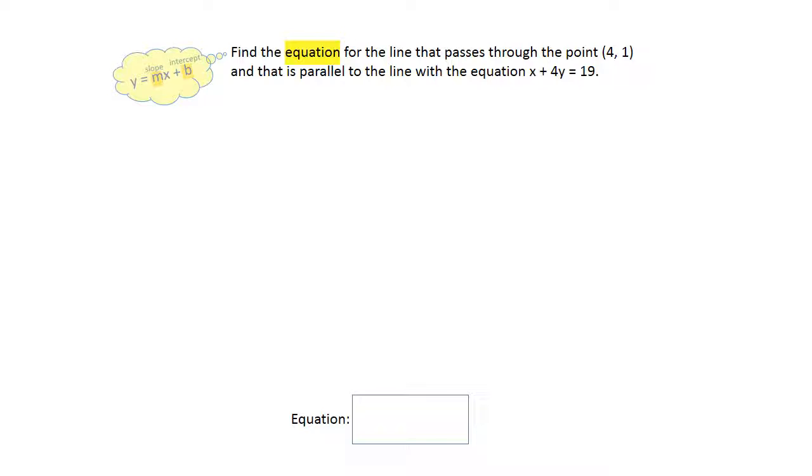Now we have to look and see, what does this problem give us? So we want to find the slope and the y-intercept. And the problem gives us an equation that we can pull the slope from, and it gives us a point that we can use later to find the y-intercept. So let's pull that slope out first.